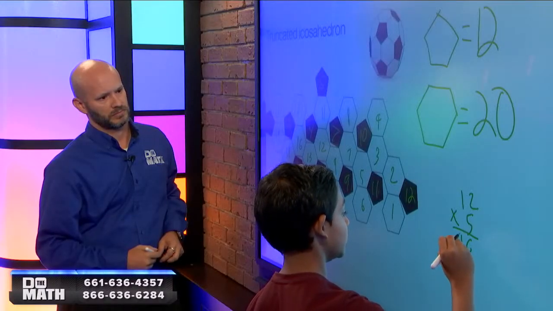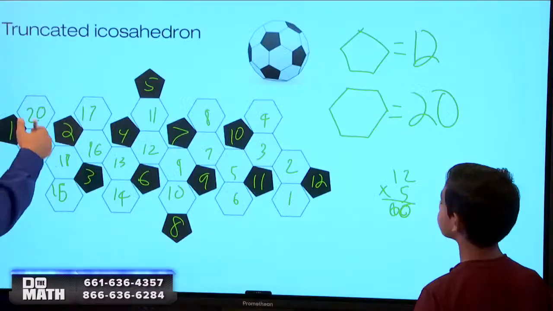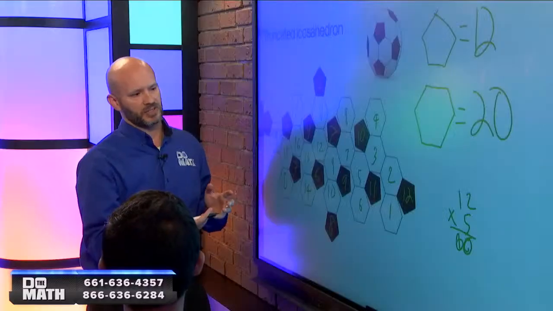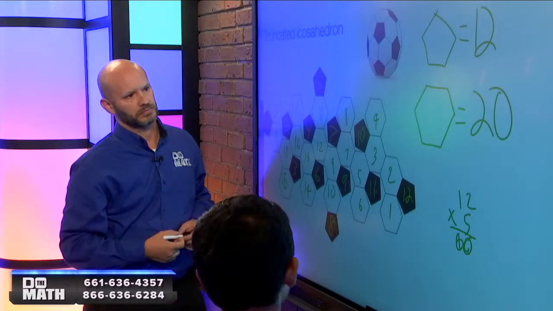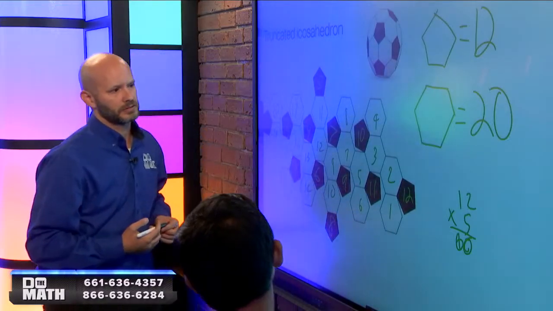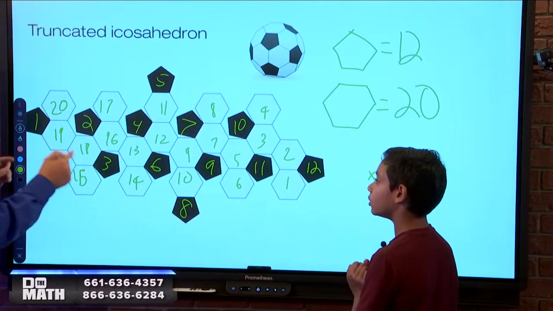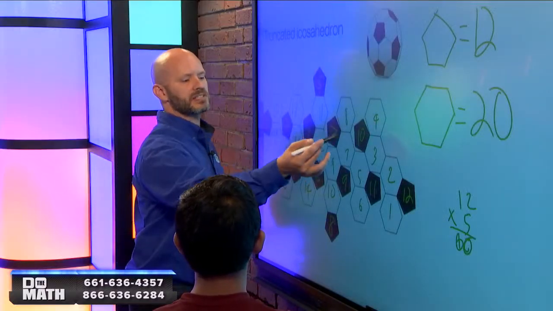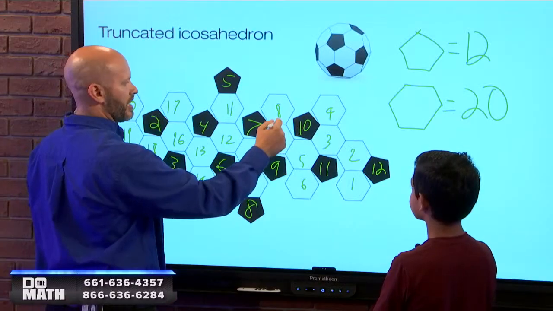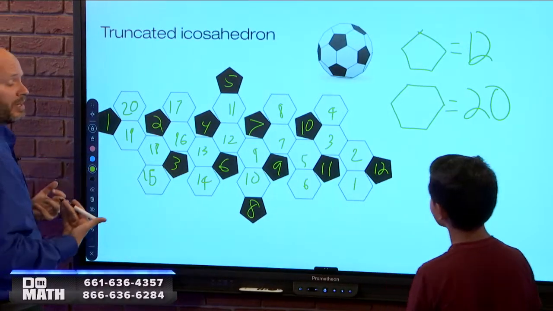I mean, 60. Yeah, so 12 times 5 is 60. Okay, so that tells us overall how many edges there are on all of the pentagons combined. Is there anything else you think we may have to do then? So let me ask you this. If we presume that all of these lines of the pentagon are matched up by a side on the hexagon, are there any other lines that we're forgetting about?